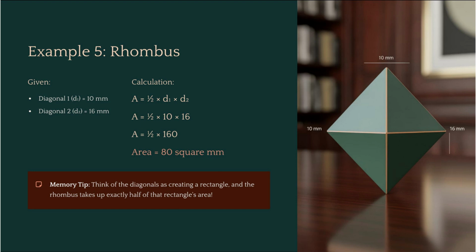Let's find the area of a rhombus where the diagonals are 10 millimeters and 16 millimeters. We use the formula half times 10 times 16. It's often easiest to take half of one of the diagonals first. Half of 10 is 5. Then 5 times 16 equals 80. The area of the rhombus is 80 square millimeters.